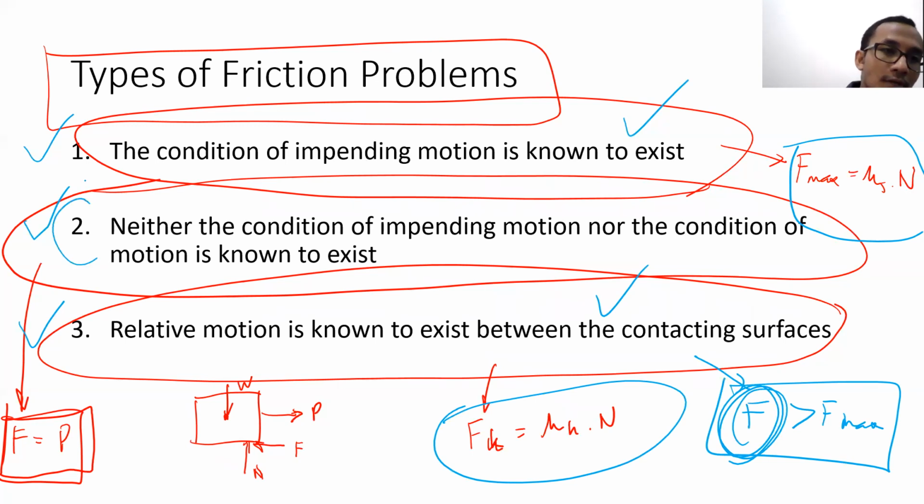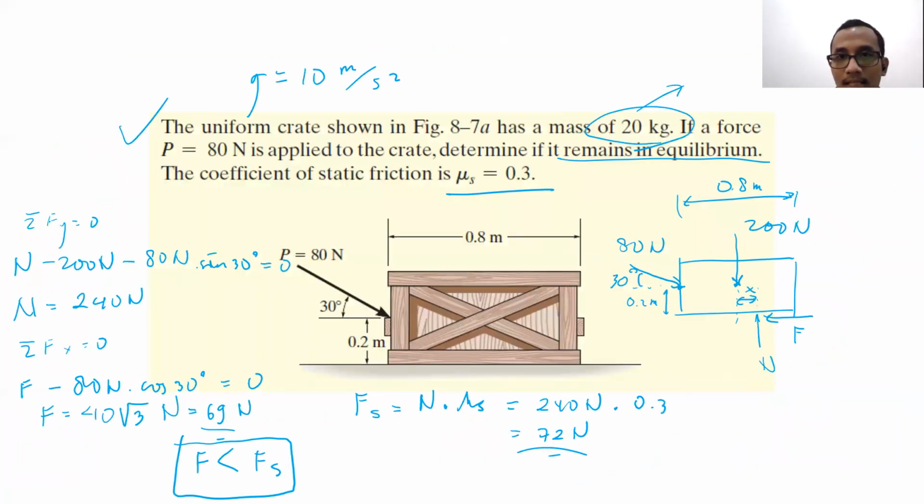So it means the condition which is happening is number 2, right? Yes. So it's in the equilibrium condition, but not in the impending motion condition. So determine if it remains in equilibrium: yes, it remains in equilibrium.